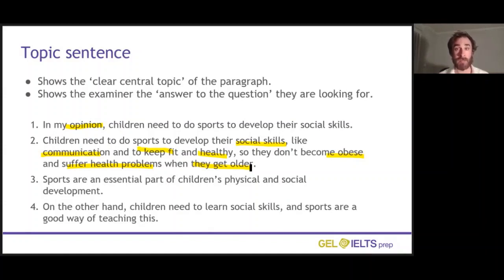Now, look at the next question below this video and decide for sentence number 3, is this a good or bad topic sentence?